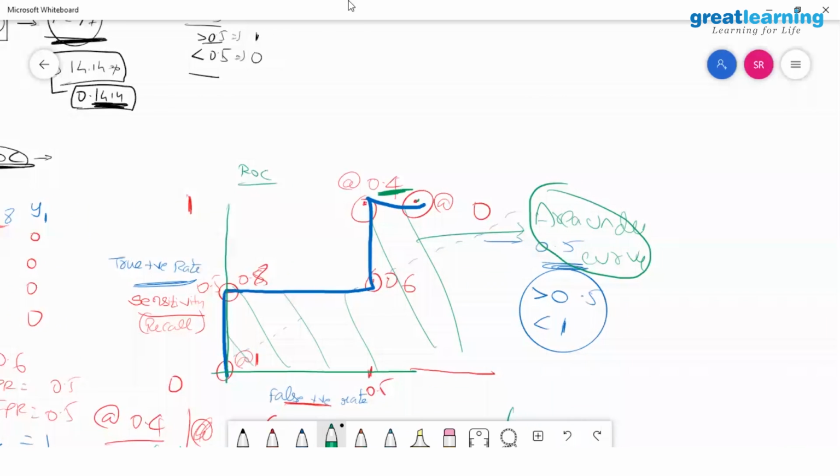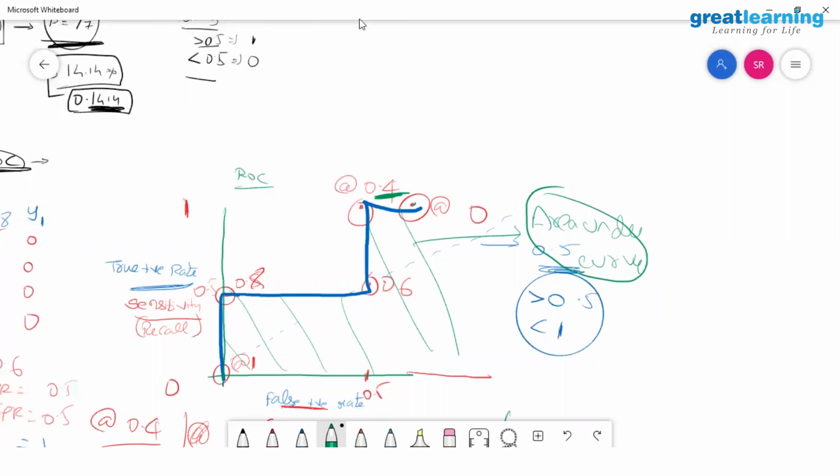To maximize the area. To maximize the area and your true positivity, your sensitivity is 100%. What is sensitivity? The target class, whatever you wanted to predict, is 100%. And you're able to reduce the false positive rate also. The false positive is marginal, it is just 0.5. So 0.4 is a very good option where you want to increase the sensitivity value and have an optimum false positive value.